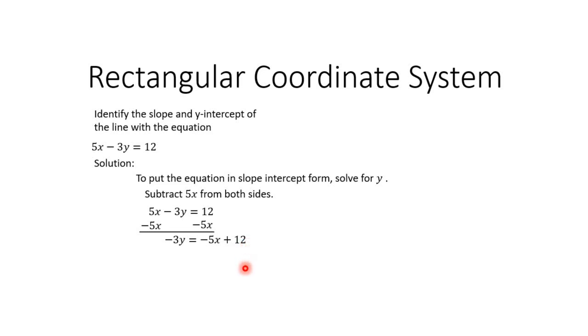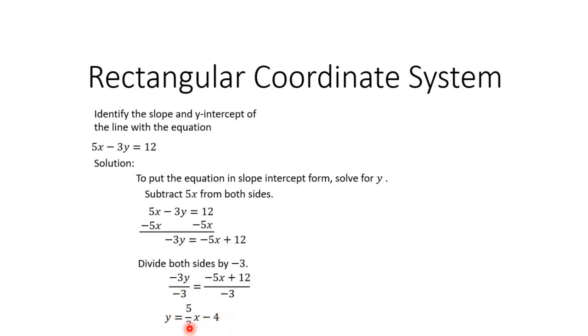I can't combine them. Then I'm just going to divide both sides by negative 3 to get y all by itself. Negative 3 divided by negative 3 is just going to cancel on the left side, leaving just y. Then I'm going to have negative 5 divided by negative 3 and 12 divided by negative 3. Negative divided by negative is going to be positive 5/3, and positive 12 divided by negative 3 is minus 4. So this becomes y equals 5 over 3 times x minus 4.